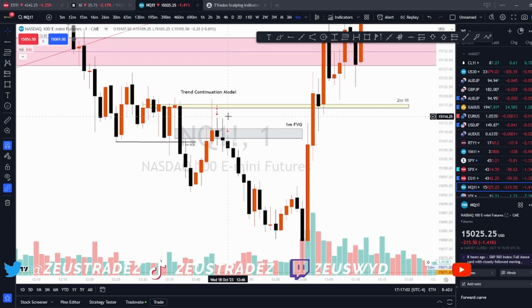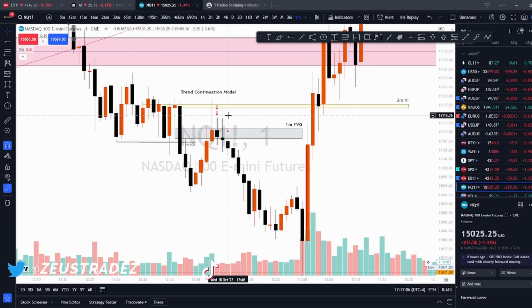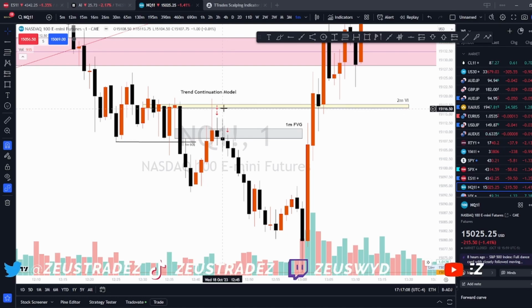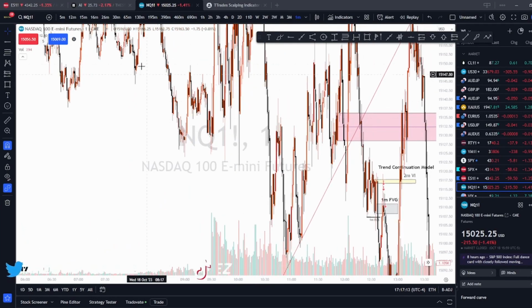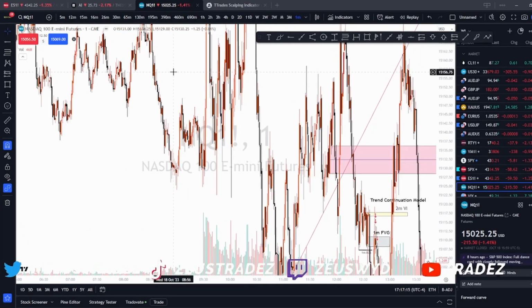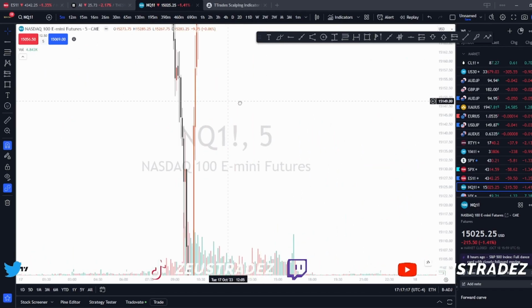So personally, my edge is all about trend lines, as most of you guys know. Trend lines continuation. So basically, what can we see here coming down from this trade? Coming from the higher time frame.